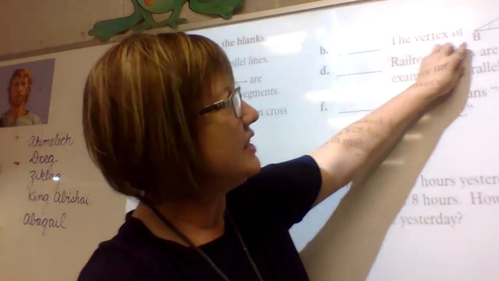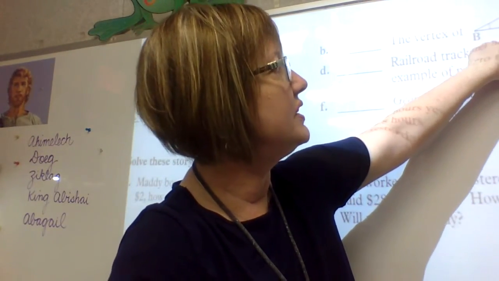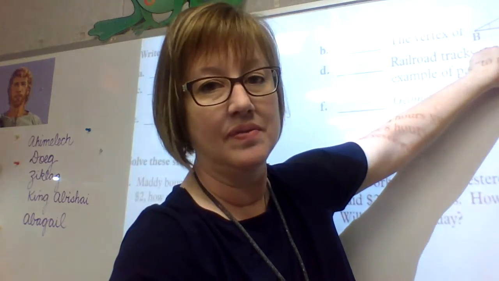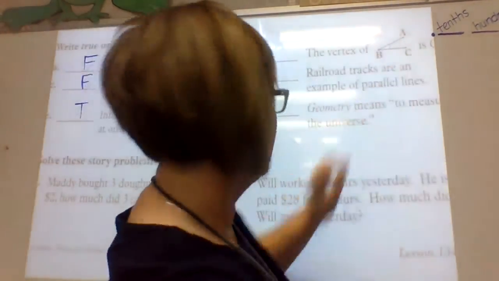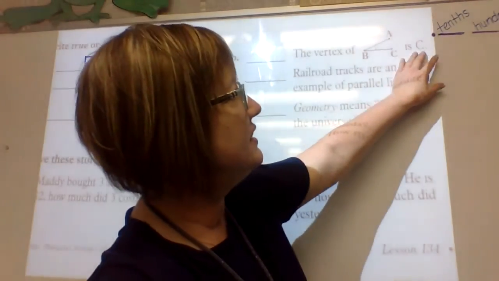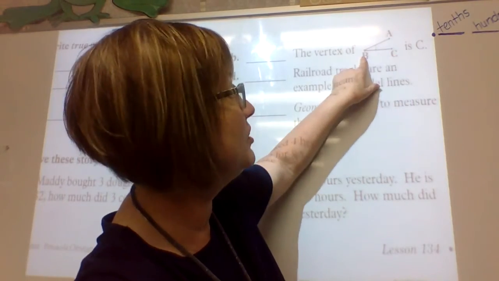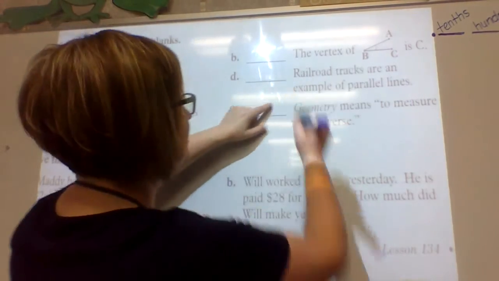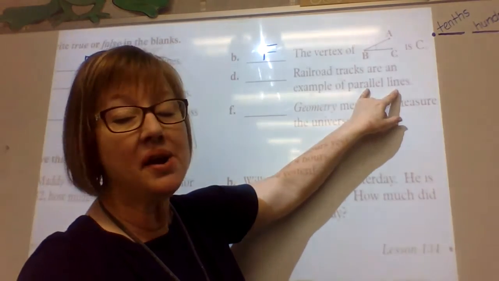Okay, the vertex of angle ABC is C. Is this the vertex right here at this point? Sorry, you can't see. Okay. And it's off the page just a little bit. Okay, the vertex of ABC is C. Is this the vertex, the corner? Vertex is the corner? No, the vertex is point B. So this is false. Railroad tracks are an example of parallel lines.